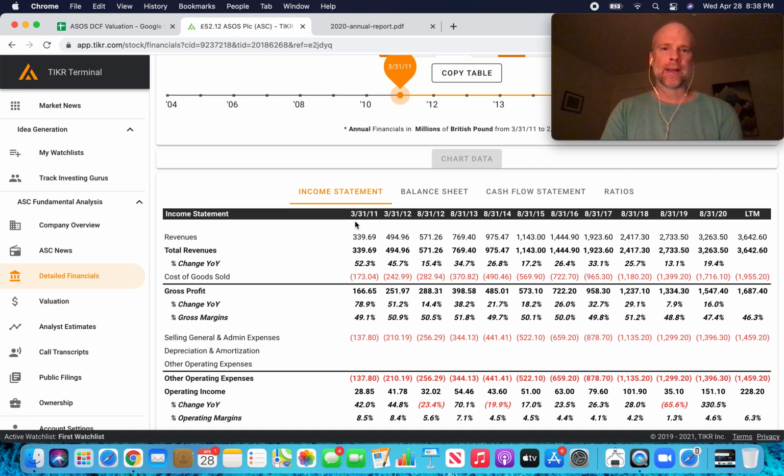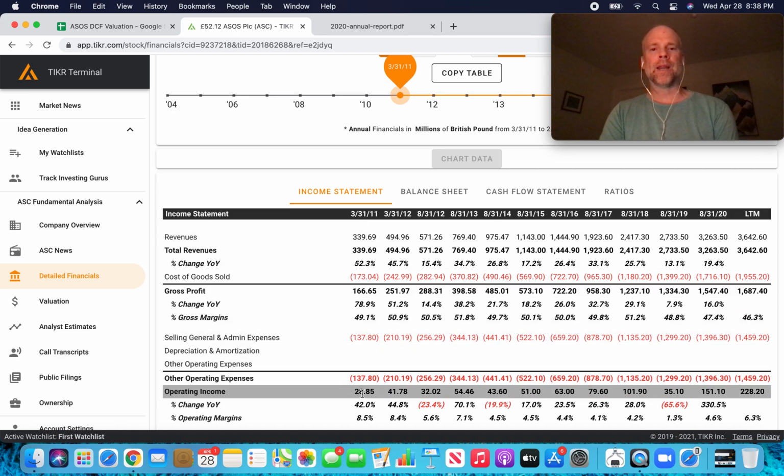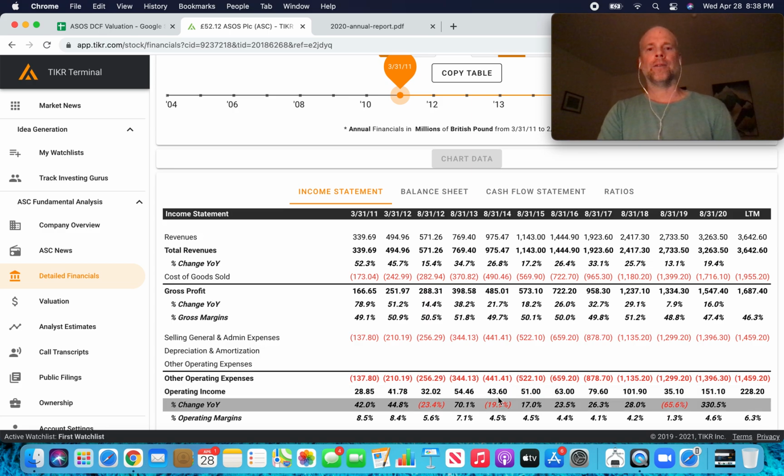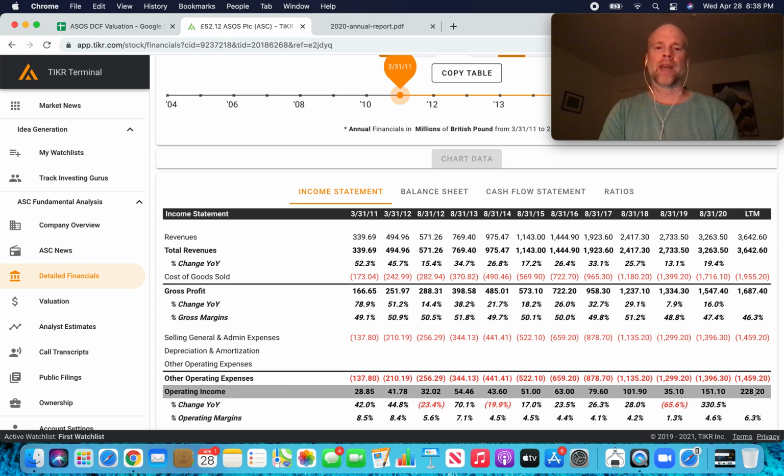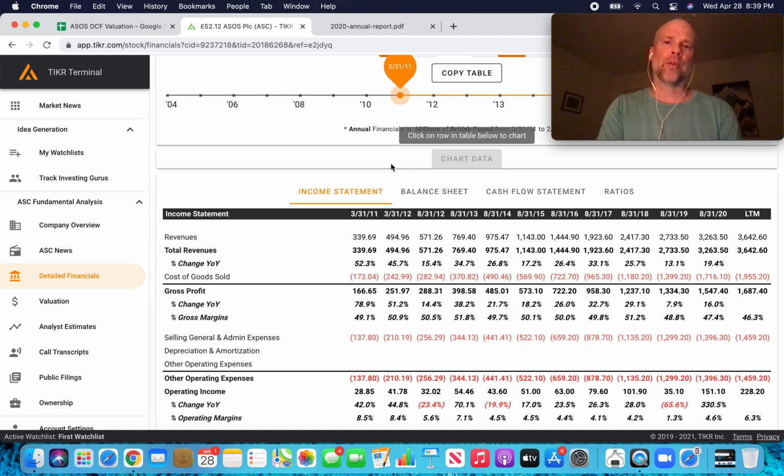Back in March of 2011, operating income was around 29 million British pounds. The most recent number, last 12 months, is 228 million British pounds. So I simply used a compound annual growth rate calculator with these two endpoints over 10 years, and I got 23%. So the company is growing operating income at 23% annually over the last decade.